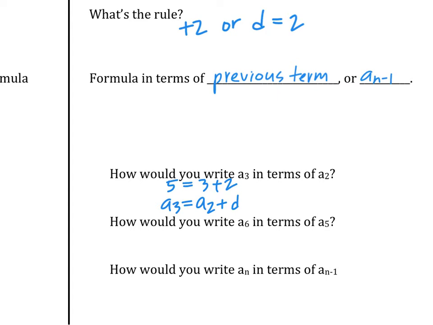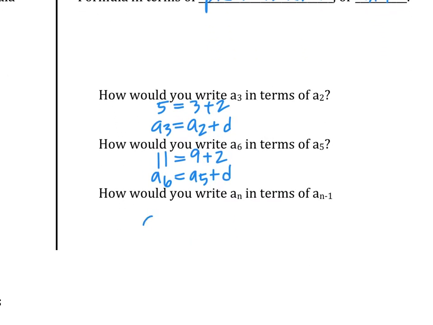A6. A6 is what number? 2, 3, 4, 5. 11. A5 is what? 9. How do I get from 9 to 11? Plus 2. So then I can rewrite this and say A6 is equal to A5 plus what? D, or 2, right? Then a_n is the same as a_(n-1) plus what? Plus D. So I'm just saying, if I want to get to the next number, take the previous number, add this much.